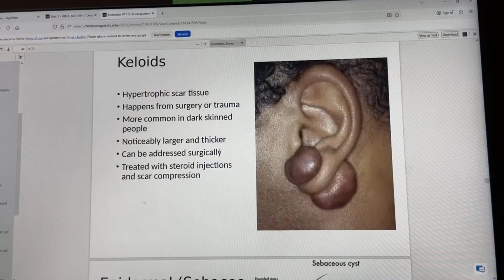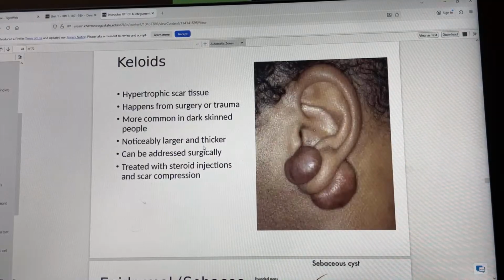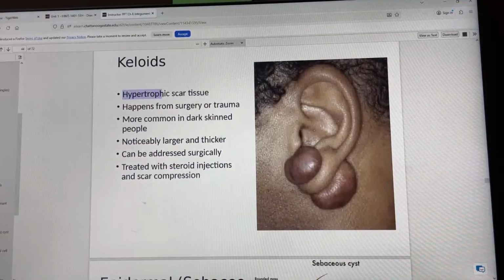Keloids. Now, has anybody ever heard of these or seen anyone with these? They do tend to be more common in darker skinned individuals because they have more melanin. And so the melanocytes are the part of the skin that are responsible for the pigment. For some reason, they tend to cause this. So for hypertrophic, that just means excessive growth. Okay, so hyper is too much, right? Hypo is not enough. So hypertrophic is excessive growth of scar tissue.